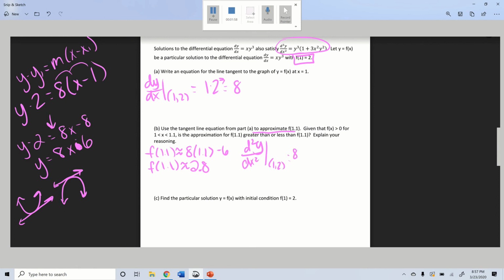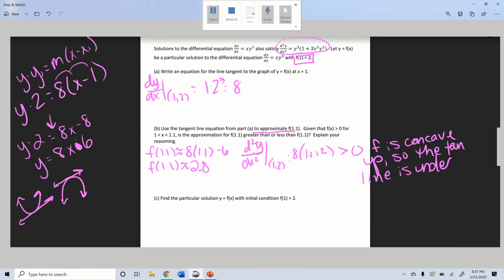So 2 cubed is 8. Then we have 1 plus 3 times 1 squared is 3 times 2 squared gives us 12. We're not really concerned with the number though. What we're concerned with seeing here is everything is positive. So since that is positive, that means that f is concave up. So the tangent line is under the curve.